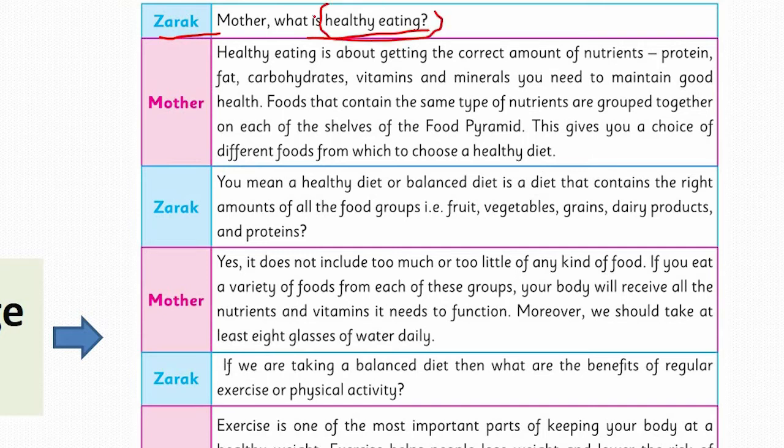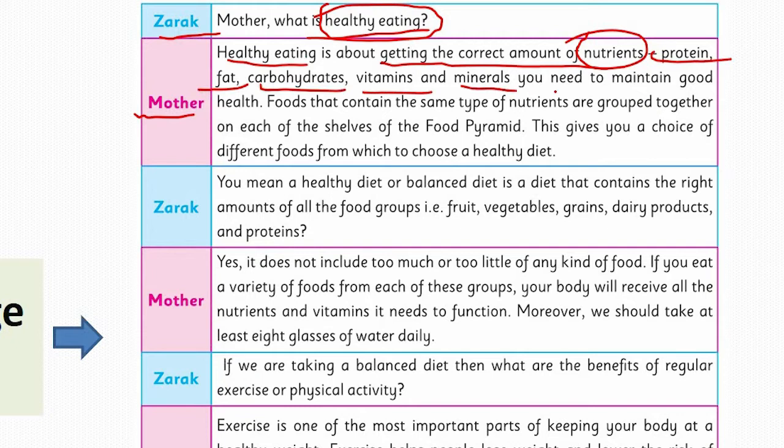Now Zark is asking about healthy eating. His mother says, healthy eating is about getting the correct amount of nutrients. Nutrients, ग़िज़ाइयत जिसे कहते हैं, अच्छी ग़िज़ा. Protein, fat, carbohydrates, vitamins and minerals you need to maintain good health. Foods that contain the same type of nutrients are grouped together on each of the shelves of the food pyramid.